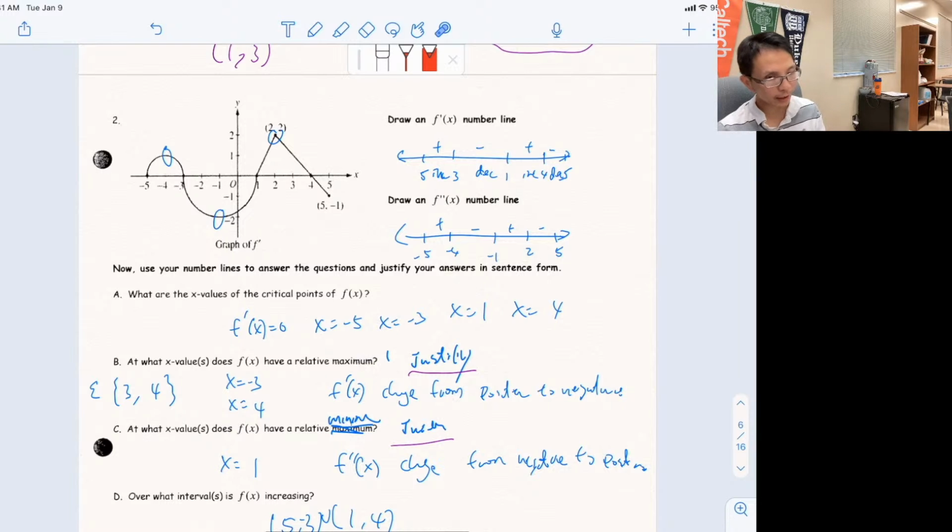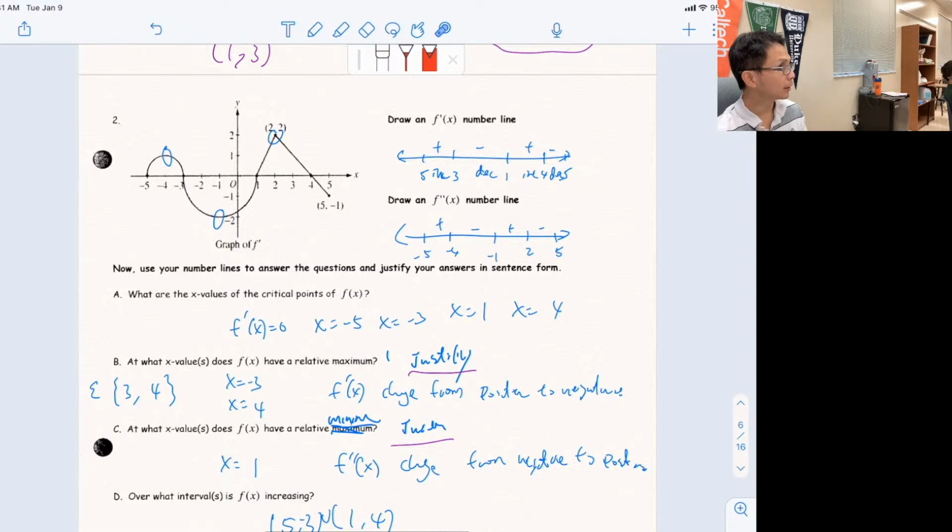So you can check the number line. The way I do a number line is I look at, are they above the x-axis first? Are they below the x-axis? Are they above the x-axis? Are they below the x-axis? And I build my number line based on that: 3, 1, 4, 5. And then I just plug in minus, plus, minus, plus. Then I can see where my relative min is and what my relative max is.